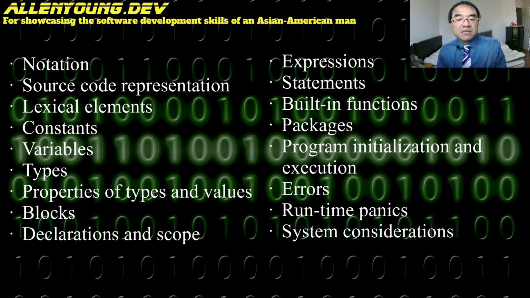Program initialization and execution, the zero value, package initialization, and program execution. Those are included in program initialization and execution. Errors, runtime panics, system considerations, which include package unsafe and size and alignment guarantees.